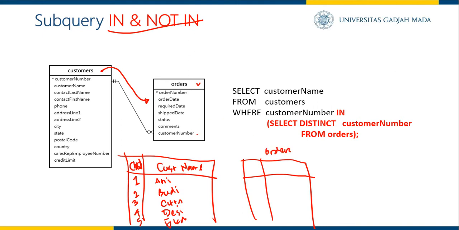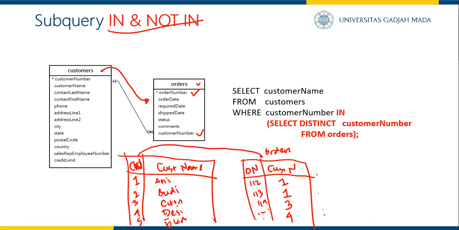And I also have the orders table that stores the order information. Here we have the order number, like order number 112, 113, 114, etc. And then we also have the customer number, which is a foreign key from the customer table. So we have customer number 1 for order 112, order number 113 is also customer number 1, 114 is customer number 3, and so on. We have customer number 4 and so on.